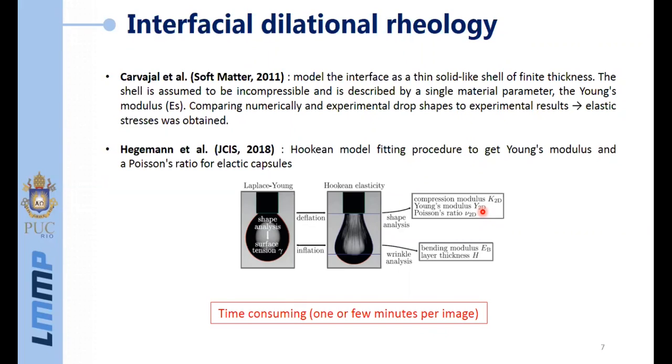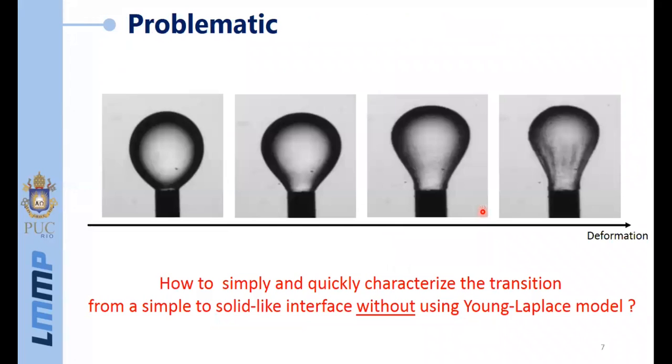In recent years, several groups have worked on extending dynamic surface tension to include additional stress contributions, taking into account the contour of the drop. But these methods are complex. They require post-processing and are time-consuming. So our issue here is quite simple. How to simply and quickly characterize the transition from a simple to a solid-like interface without using the Young-Laplace model?